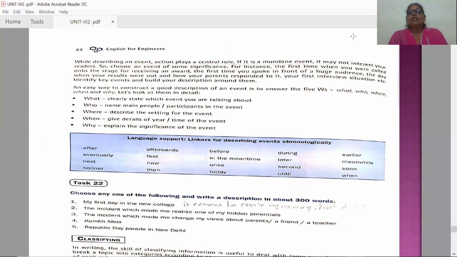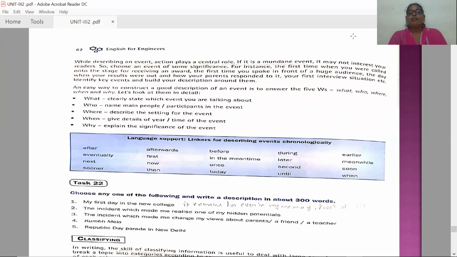For instance, the first time you were called onto the stage for receiving an award, the first time you spoke in front of a huge audience, the day when your results were out and how your parents responded to it, your first interview situation, etc. Identify key events and build your description around them. So describing an event is very, very important. You have to take good topics when you are describing an event. Make sure that you can do it in the first person or third person. An easy way to construct a good description of an event is to answer the 5 W's.